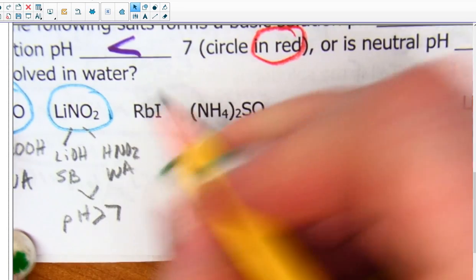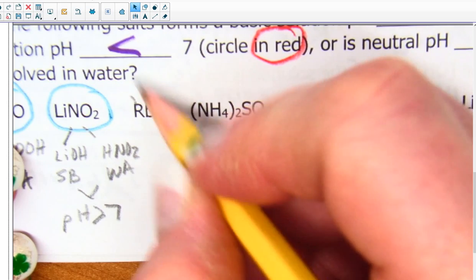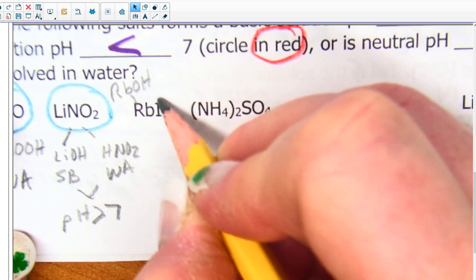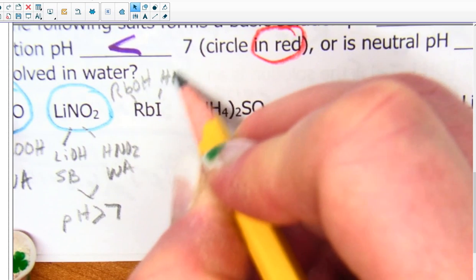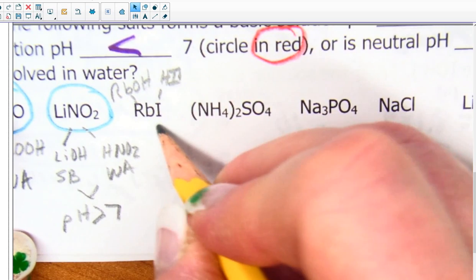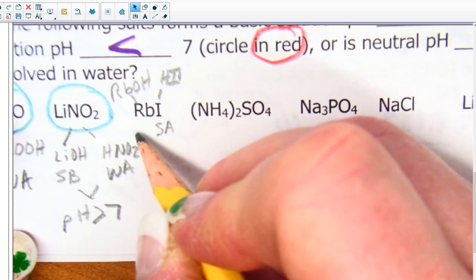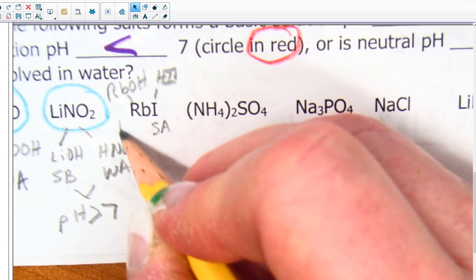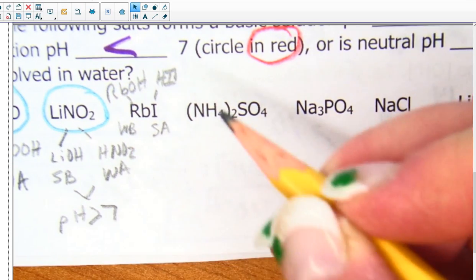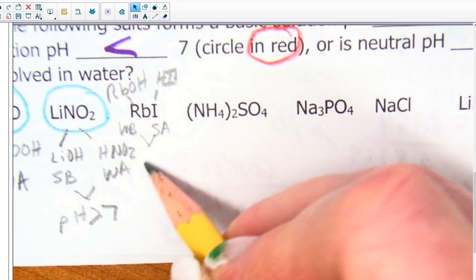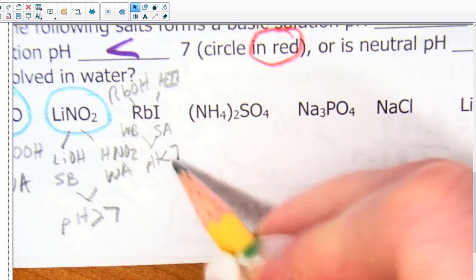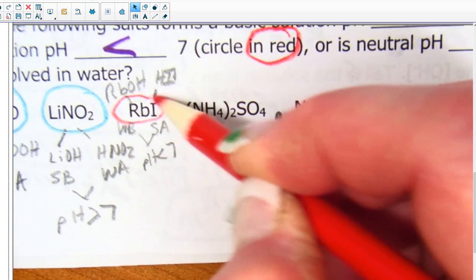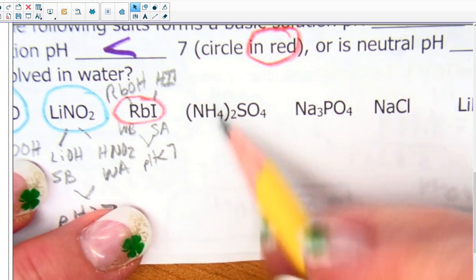Okay, so this one I'm going to go up for a minute because I'm running out of room down here. So Rb is going to go with OH, and I is going to be with hydrogen. So this is a strong acid, and Rb is more of a weak base. So here we're going to have a pH less than 7, which is an acid, so we're going to circle this one in red. Okay, hopefully we'll have a little bit more room on the next one.